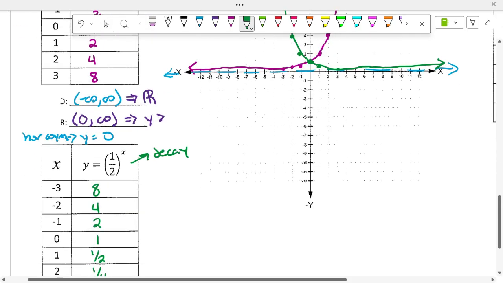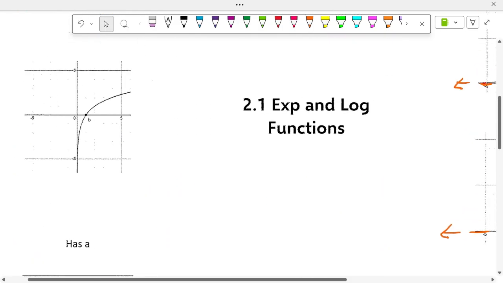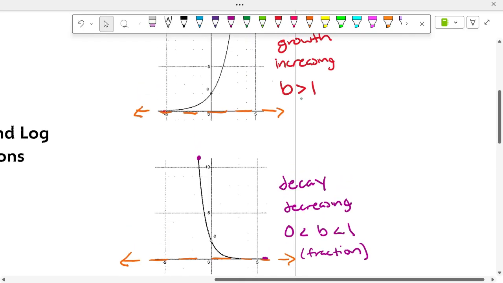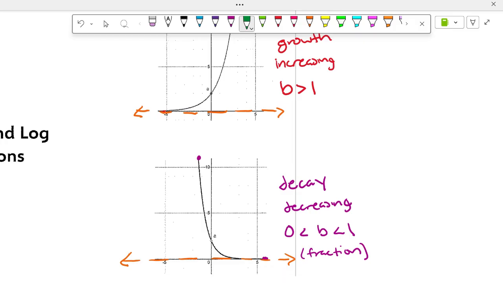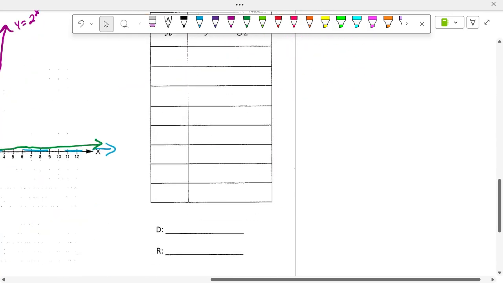Now, does that actually go along with what we said on the previous page, with what the b values are? Was our b value greater than 1 for the growth? In other words, the number connected to the exponent or the x, was that greater than 1? Is 2 greater than 1? Yes. For the decay, is 1 half between 0 and 1? Yes. So that's why.